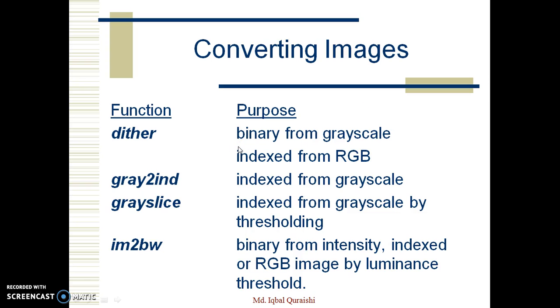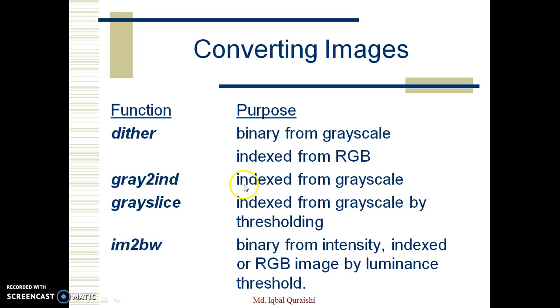Sometimes we need to convert one image to another to perform different types of mathematical activities. As you know already, MATLAB supports different types of images, so we need to use different conversion rules. The first one is dither, which basically converts a grayscale image to a binary image. Similarly we have gray2ind, grayslice, and im2bw, among them.